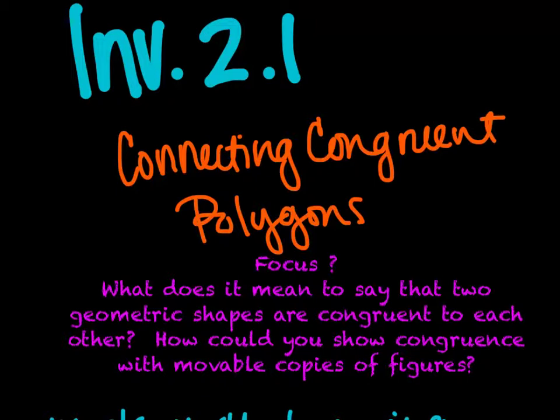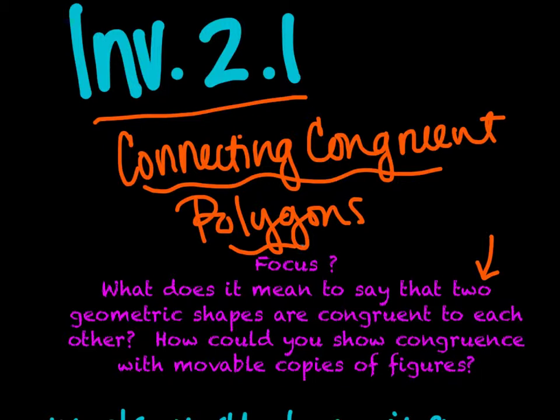But in our focus question, we have, what does it mean to say that two geometric shapes are congruent to each other? How could you show congruence with movable copies of figures? So we're going to look specifically towards what does it mean to say that two geometric shapes are congruent. And we are going to be looking at various symbolism that we may need, and we're also going to create a Mission page. So as we go through this, please get out your Mission page, label it Investigation 2.1, Connecting Congruent Polygons. If you'd like, you can also put the focus question in there.